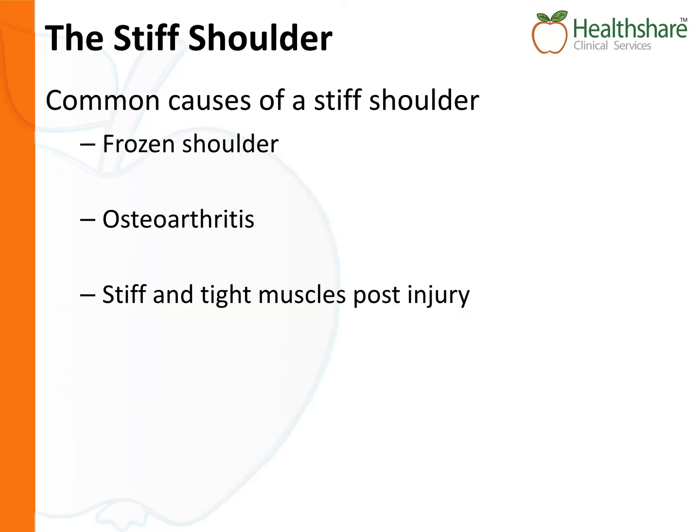So if we look at conditions that fall into the stiff group and what can cause a stiff and painful shoulder, we're looking at generally a frozen shoulder that most people have heard of, osteoarthritis, and sometimes we just get stiff and tight muscles in response to pain or injury.